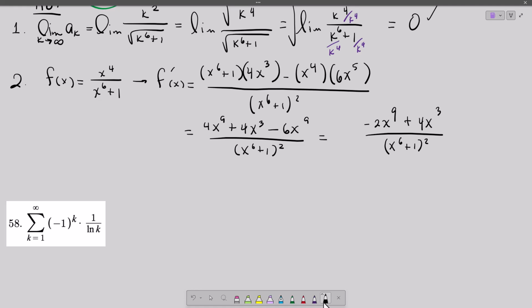Now we're going to factor. In the numerator, I'm going to factor out the GCF, so negative 2x to the 3. What are we left with? We're going to have x to the 6 minus 2. That look right? Factoring? Yeah, that's going to be negative. Yeah, I agree with that. Do you agree with that?